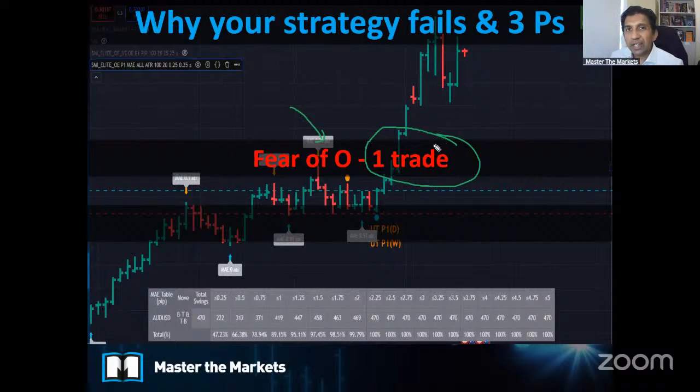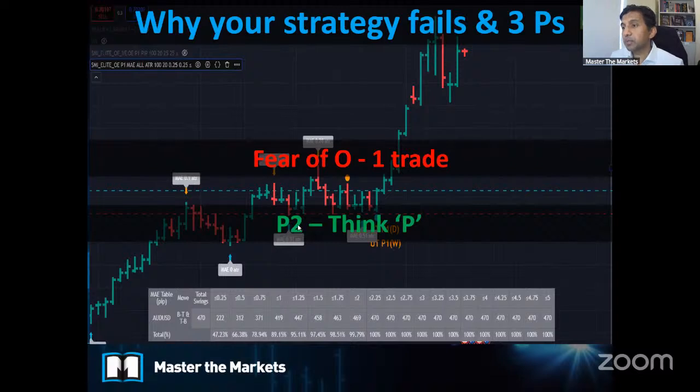Trading doesn't work like that. You cannot just keep thinking about one trade, right? You've got to take a series of trades. And that's how you can assess and see. And how do you overcome this, right? Stop thinking in terms of one trade. And how should you be thinking? You should be thinking in terms of principle number 2, which is the P factor. What is the P factor that I'm talking about?